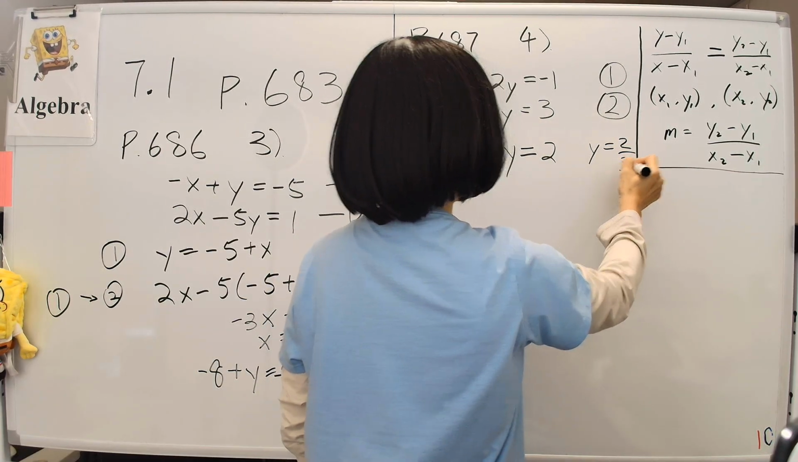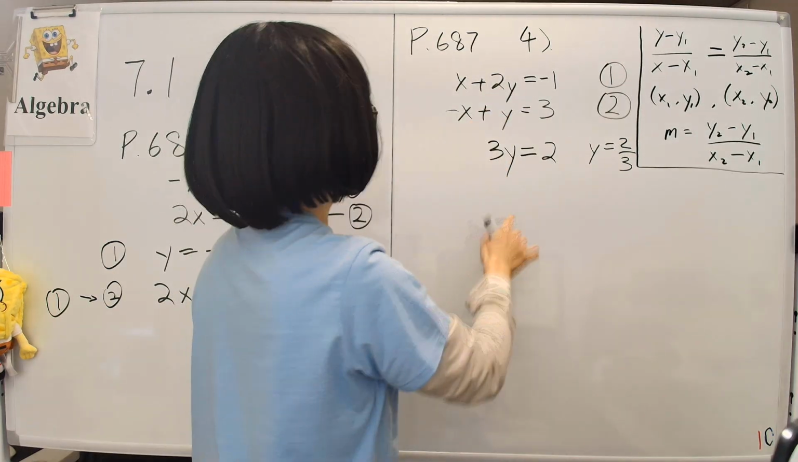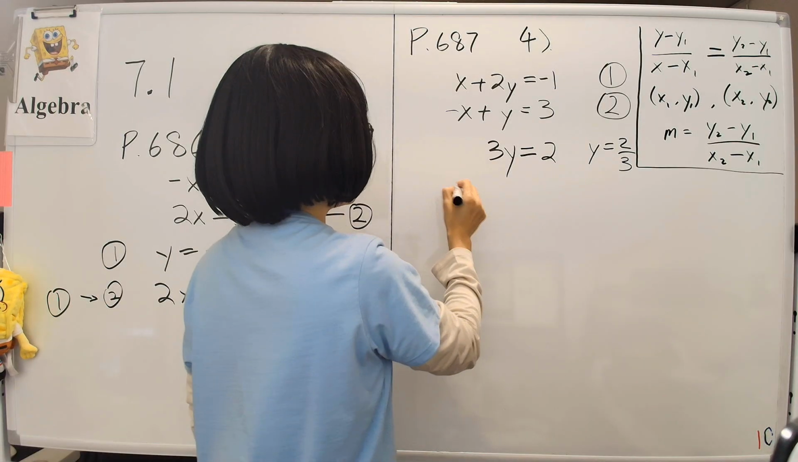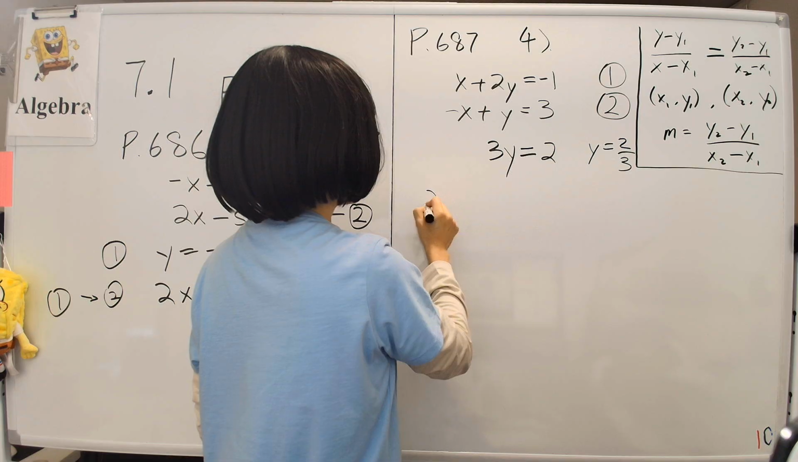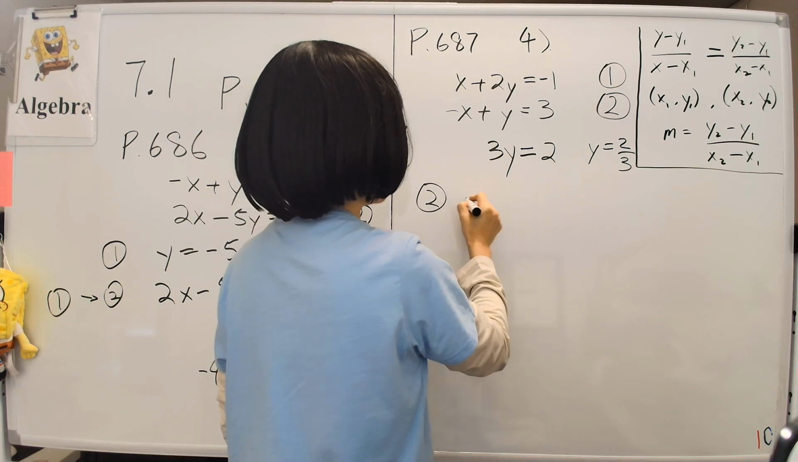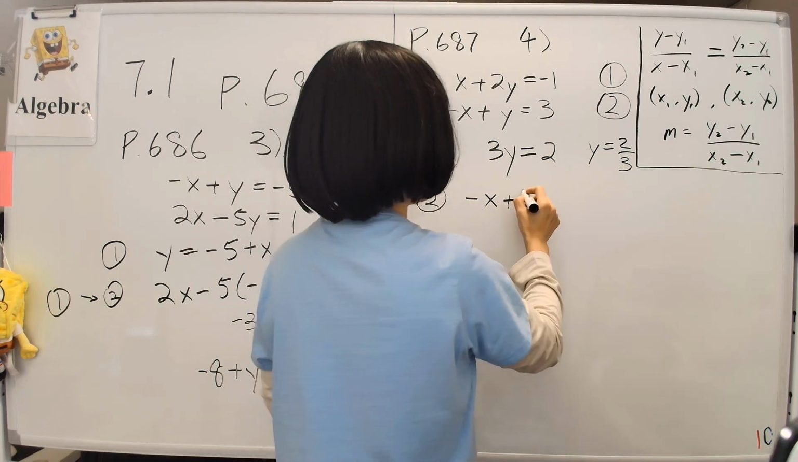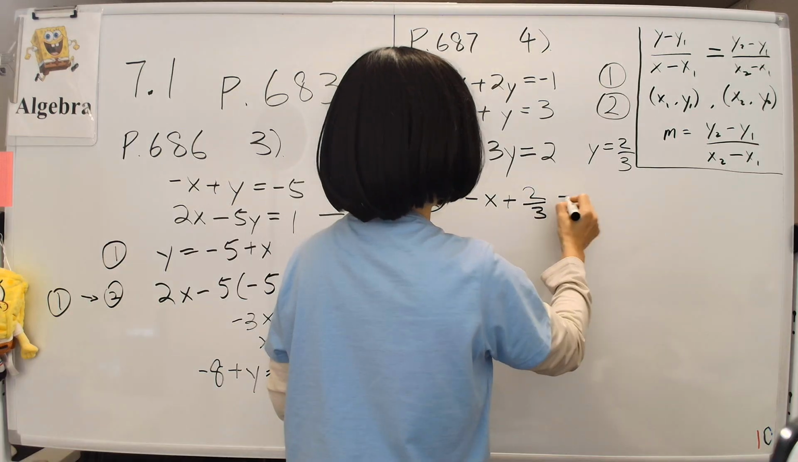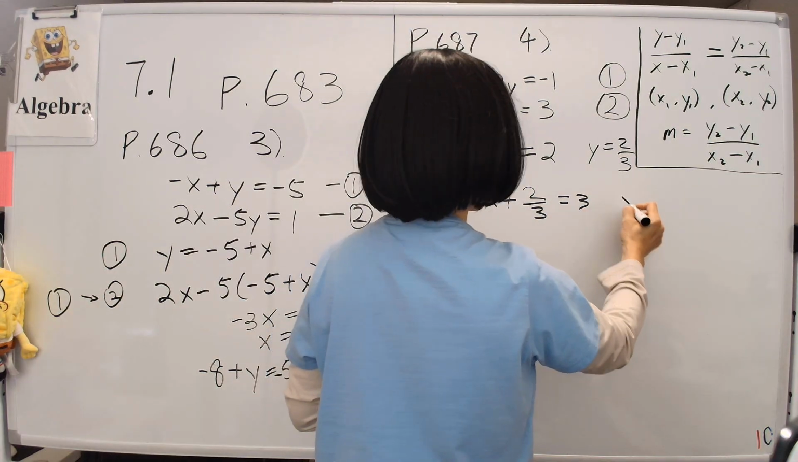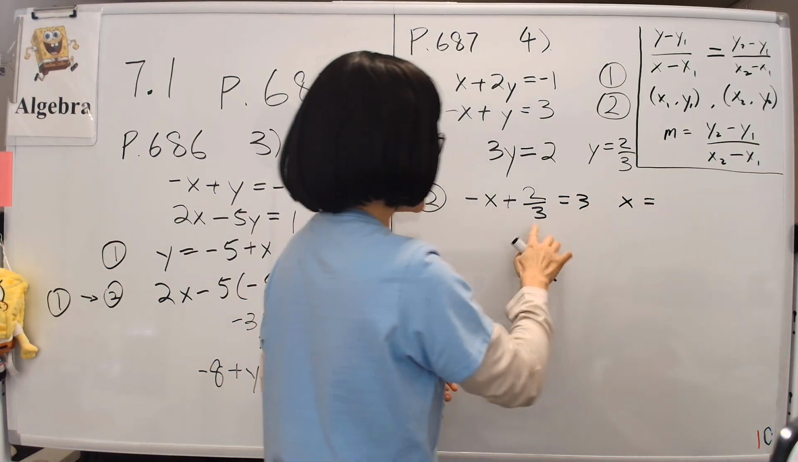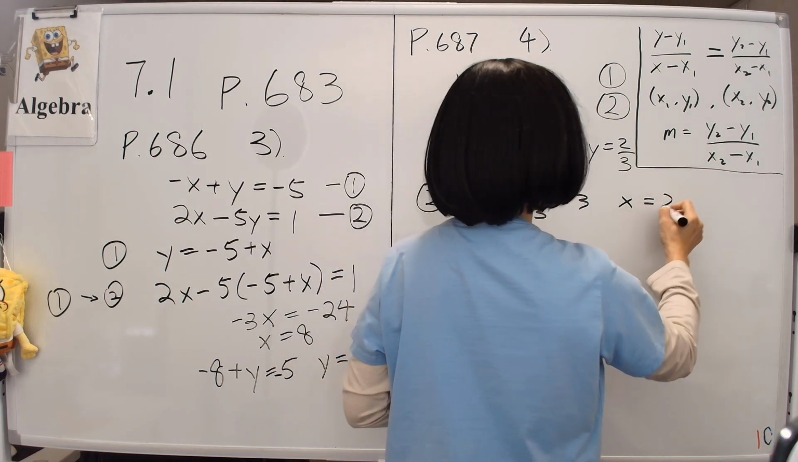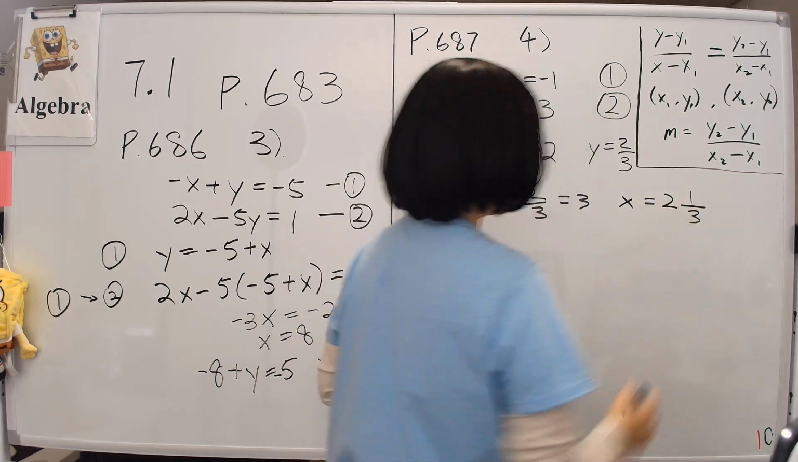And once we get that, we can put the y value in one of these things. Let's put it in 2. If we put it in 2, then minus x plus y, with y equal to 2/3, is going to be equal to 3, which means x equals 3 minus 2/3. That's 2 1/3, right? And that should be the answer.